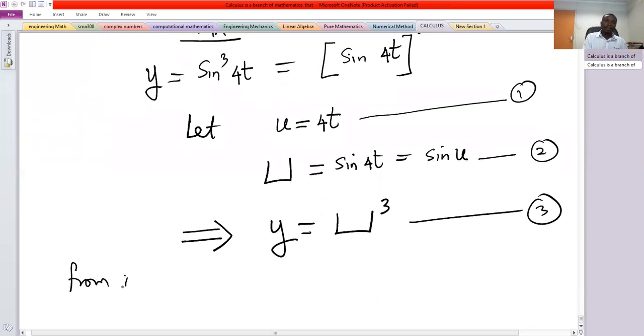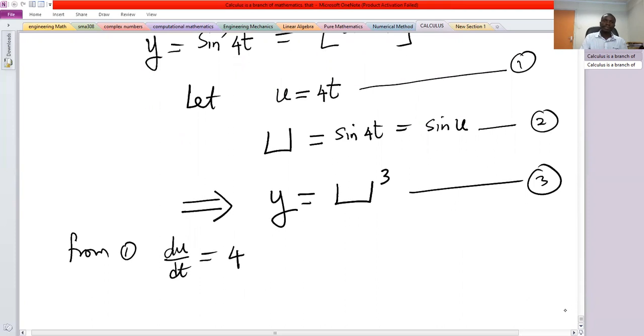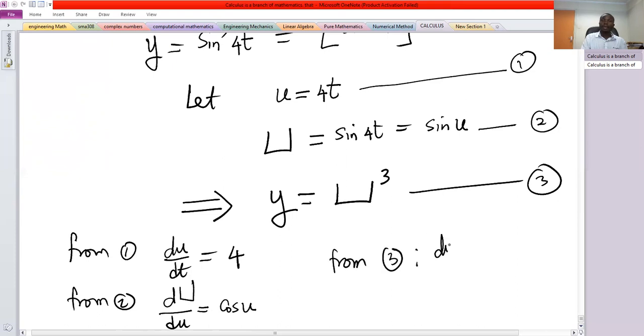From 1, du dt is 4. From 2, the derivative of capital U with respect to small u, the derivative of a sine function is a cos function, so cos u. And from 3, dy over capital U is 3 capital U power 2. This is using power rule.